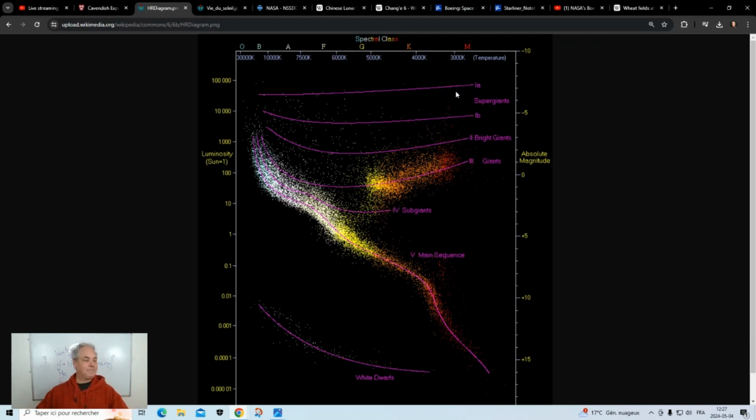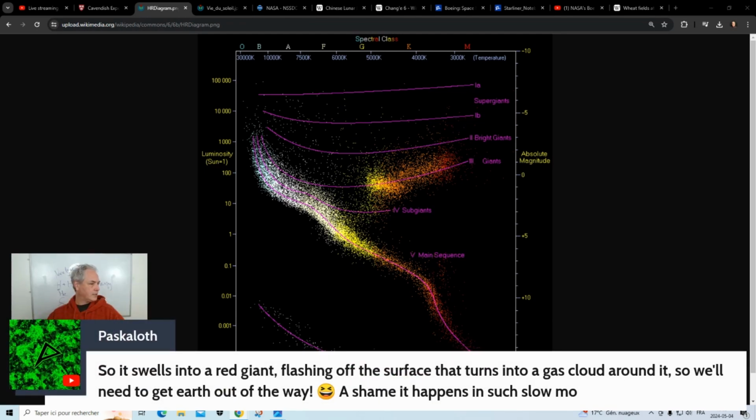It's quite nice. So it swells into a red giant, flashing off the surface. It turns into gas clouds around it. So we need to get Earth out of the way. A shame it happens so slow-mo.